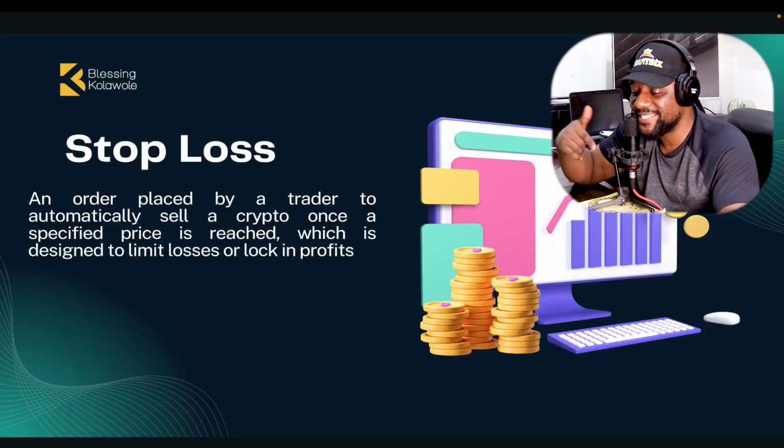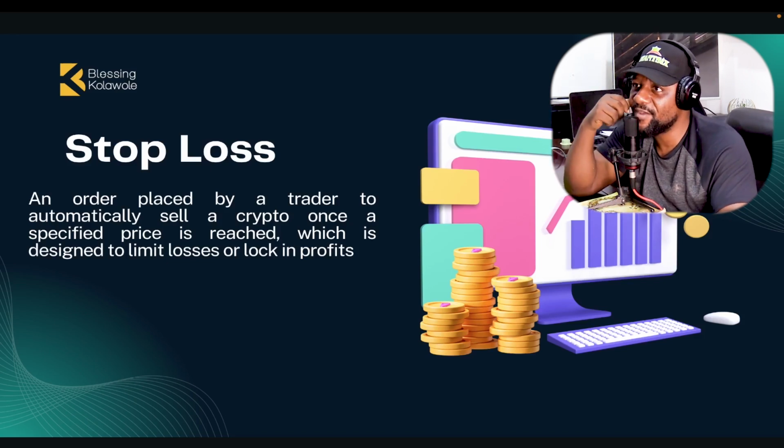Stop loss is another order placed by a trader to automatically sell a crypto once the price is reached, which is designed to limit losses or lock in profit. Let's say you have $1,000 and a crypto coin is falling. If it keeps falling, it can fall to the point that you waste all your money. So most times you say, okay, if this trade goes down to this level, please stop my loss. Don't let it eat my money again. Cut it, and then you can put another buy option there to buy from that point.